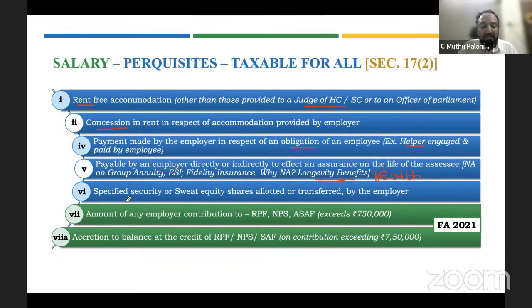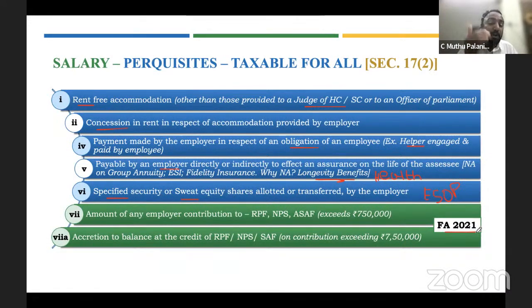Next, equity shares, specified equity shares or sweat equity shares, is basically called ESOP. So ESOP is also a perquisite, which is also taxable for all. The last two are an amendment in Finance Act 2021.